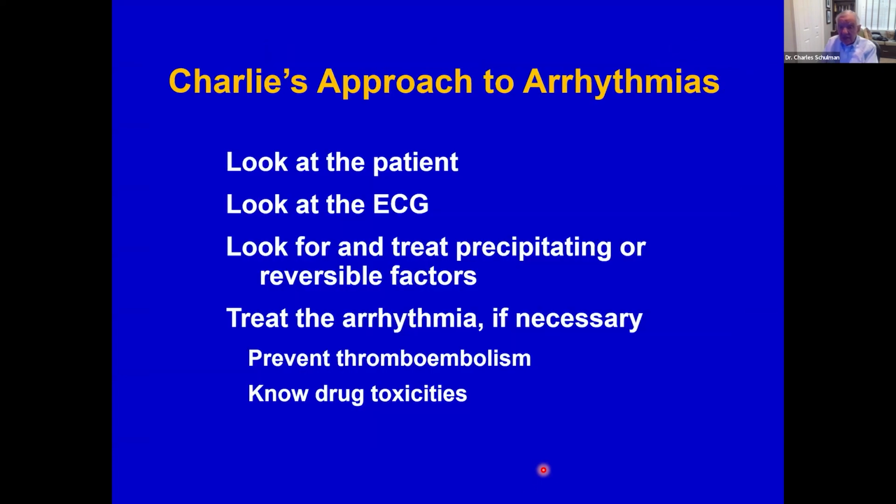Okay. So finally, my approach to arrhythmias is look at the patient, look at the EKG, look for and treat precipitating or reversible factors, and treat the arrhythmia if necessary. But in the case of atrial fibrillation and atrial flutter, prevent thromboembolism, and avoid drug toxicities in terms of drugs that prolong the QT interval.